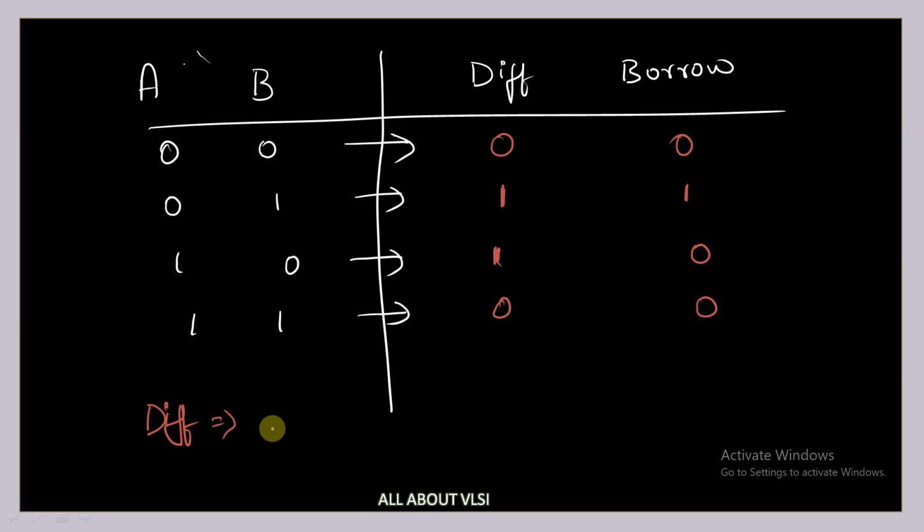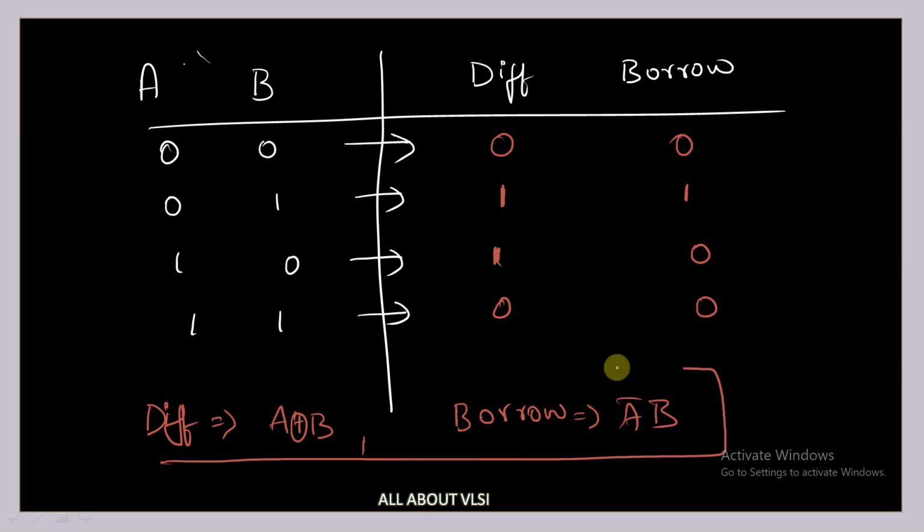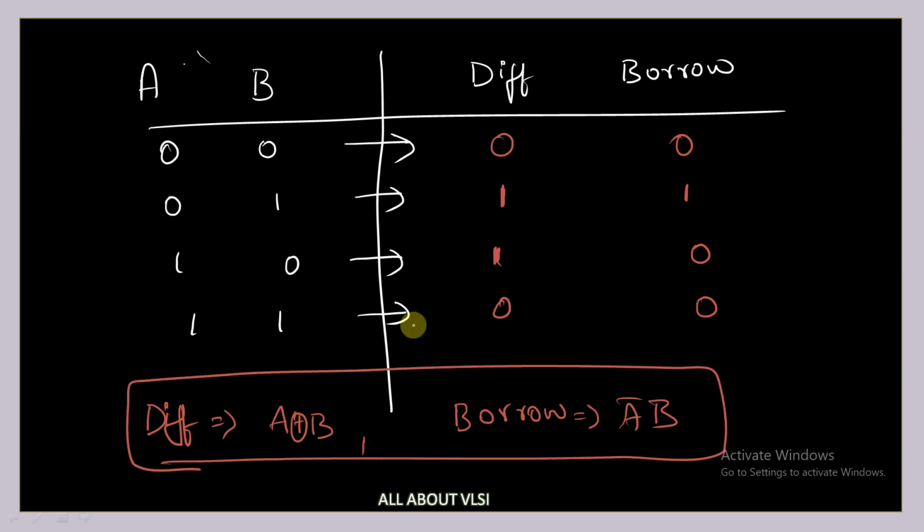Now what is the equation for output diff? So diff is equal to A XOR with B. And what is the equation for borrow? Borrow is nothing but A bar B. Okay. So these are the equations for your difference and borrow.